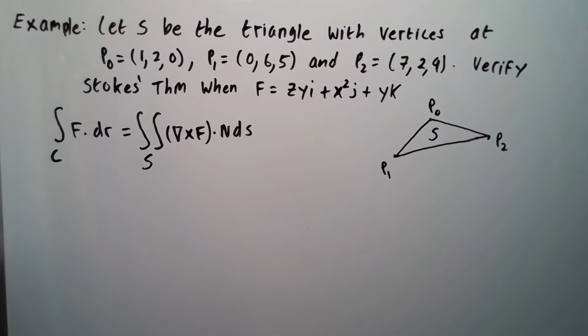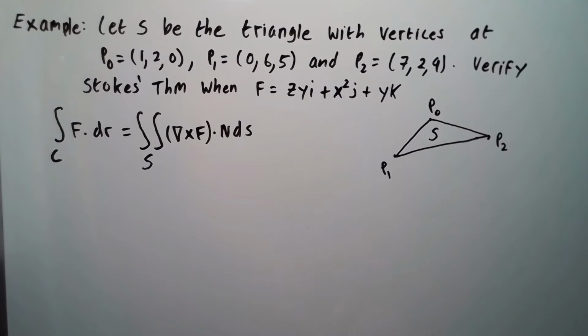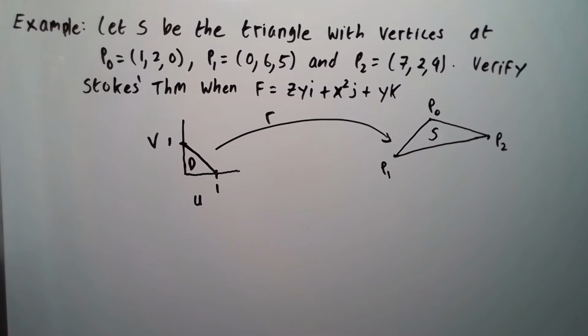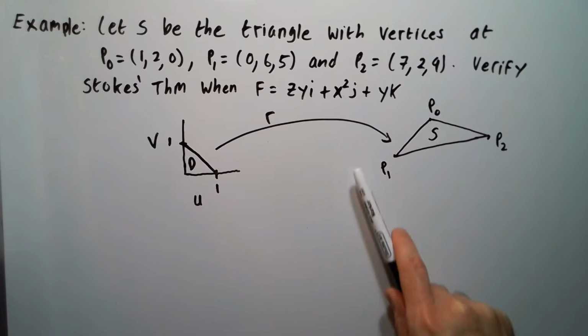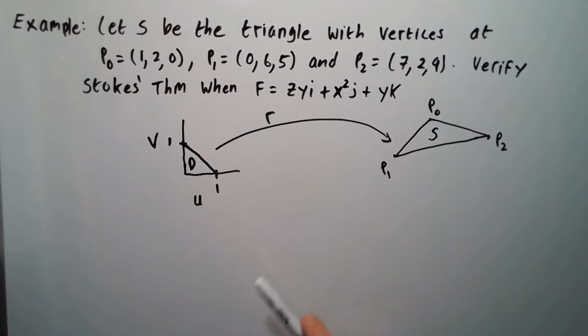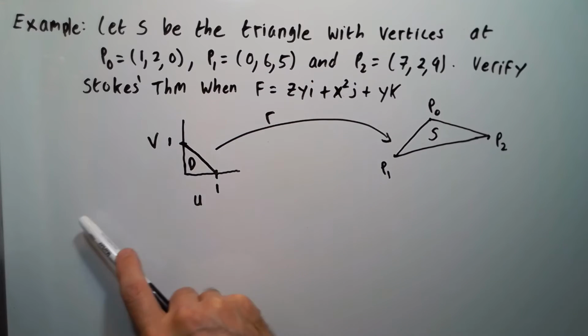Okay, so now we're going to have to find the mapping. We're going to transform this into a right triangle. So let's find the affine transformation that does that. We're going to find an affine transformation that maps this right triangle in the UV plane onto this triangle. This triangle is in XYZ, so it's in 3 dimensions over here. So let's find this R mapping. It's going to be an affine transformation, so let's write the definition of affine transformation here.